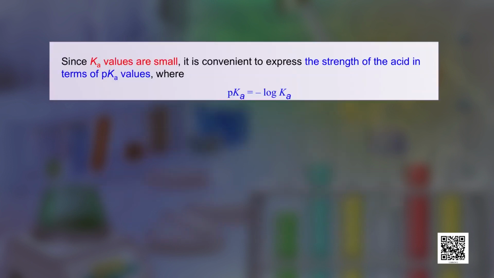Since the Ka values are very small, it is very convenient to express them in the form of log values now. So, the strength of an acid is conveniently expressed in terms of pKa values instead of Ka values. Now, what is pKa? pKa is negative log of Ka, and when we compare the pKa values of different acids, we can get an idea about their relative acidity or acidic strengths.